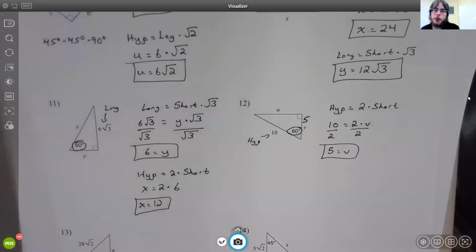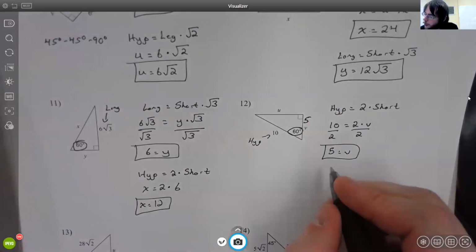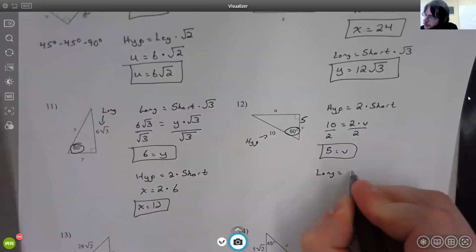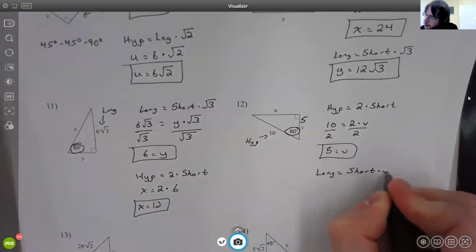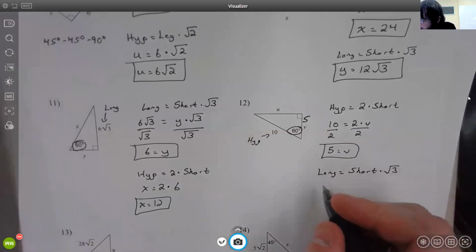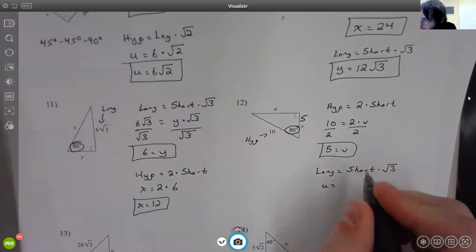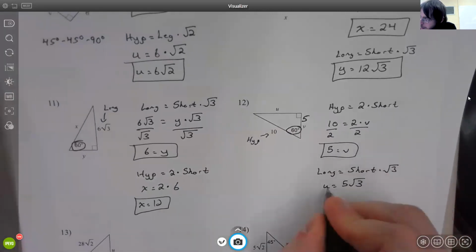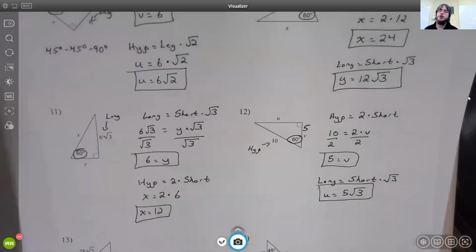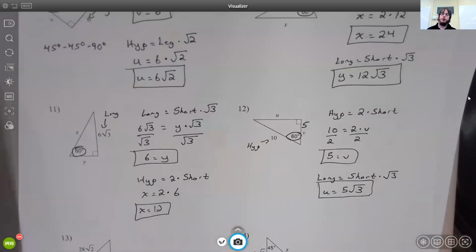Now you can use your short leg to find your long leg u. So the long leg is equal to your short leg times root 3. Your long leg is u. Your short leg is 5, times root 3 gives you your long leg to be 5 root 3.